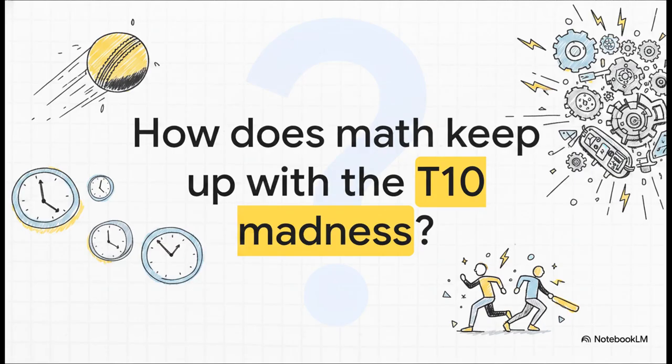For those of you who follow it, you already know T10 is pure, unadulterated chaos. A full match is completely finished in barely 90 minutes. It's an absolute sprint. So the big question we're exploring today is, how exactly does the math keep up with that level of madness? How do you build a machine that instantly understands a game moving at warp speed?